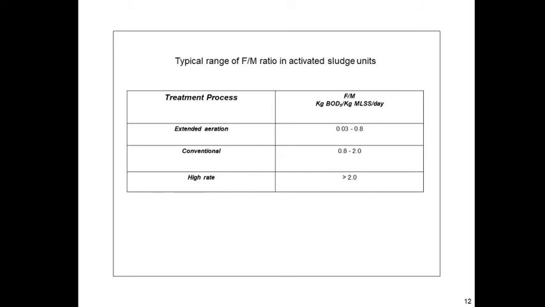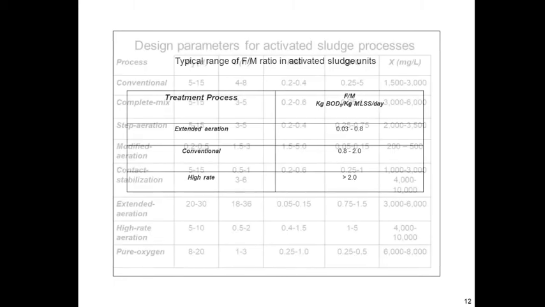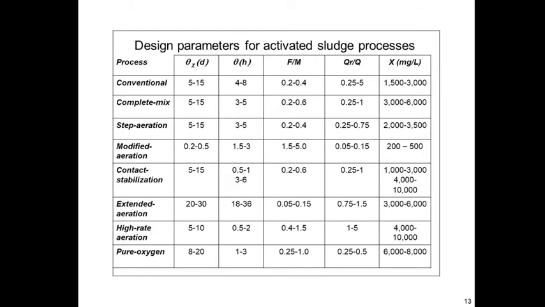The typical range of F/M ratio in activated sludge units: extended aeration 0.03 to 0.8, conventional 0.8 to 2.0, and high rate, which is greater than 2.0. Okay, so this is the F/M ratio. Okay, so the design parameters for the activated sludge process: theta, then F/M, then QR by Q, that is the sludge recirculation ratio.